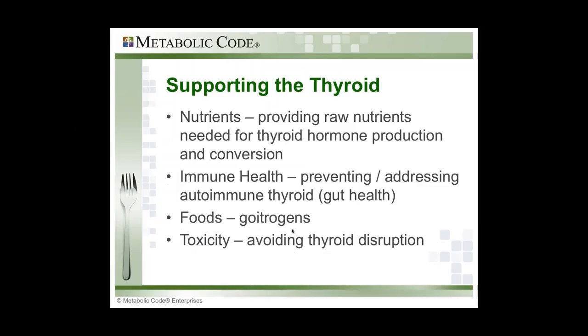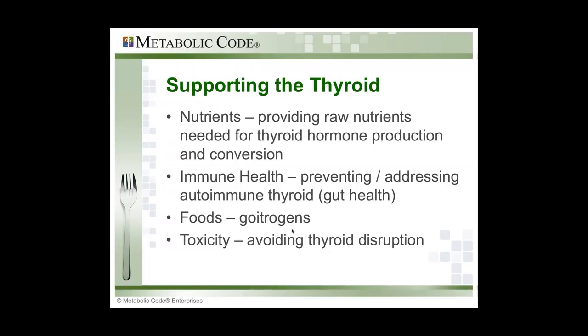So how do we support the thyroid? Well, there are a number of nutrients that are super important for thyroid hormone production because they actually provide the raw materials for the substances to get made in the body. And then we have other nutrients that are needed to help convert T4 to T3, which is the active form of thyroid hormone.